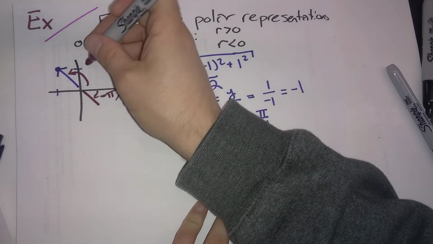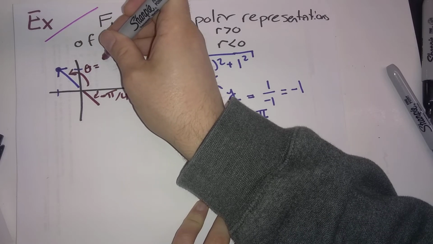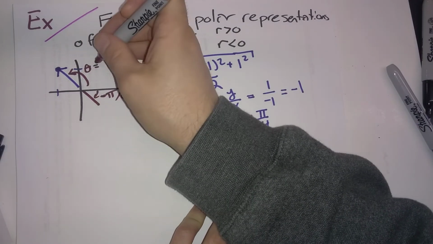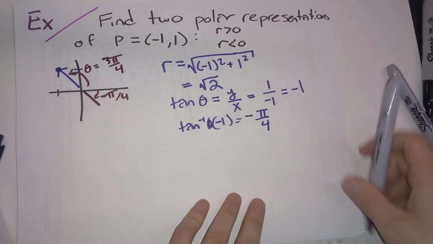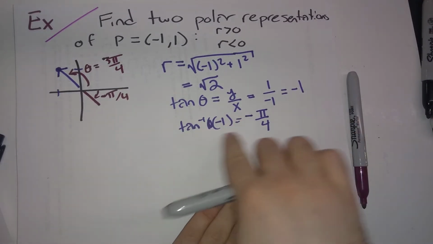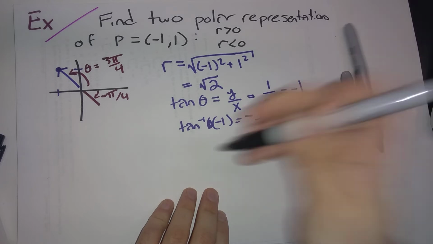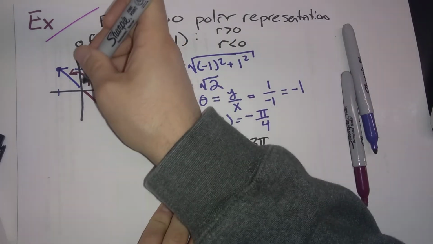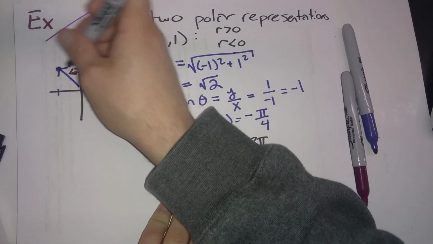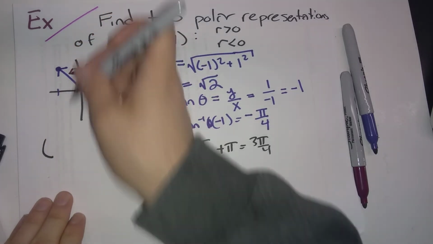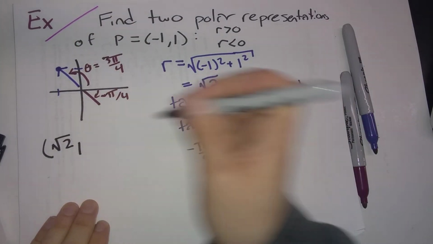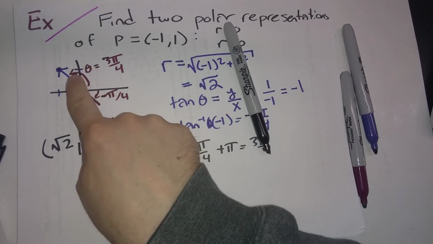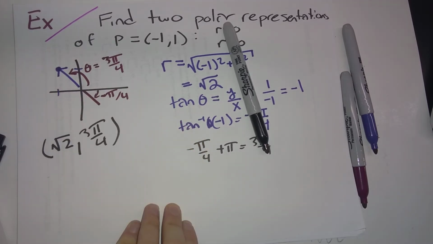So if instead we go this way, we end up with theta being pi over 2 plus pi over 4. Theta is 3 pi over 4. A different way to see that is we're doing minus pi over 4 plus pi gives us 3 pi over 4. So that's corresponding to our usual representation. So we have r is root 2 and theta is 3 pi over 4. So go 3 pi over 4, we point in that direction and walk root 2 units.